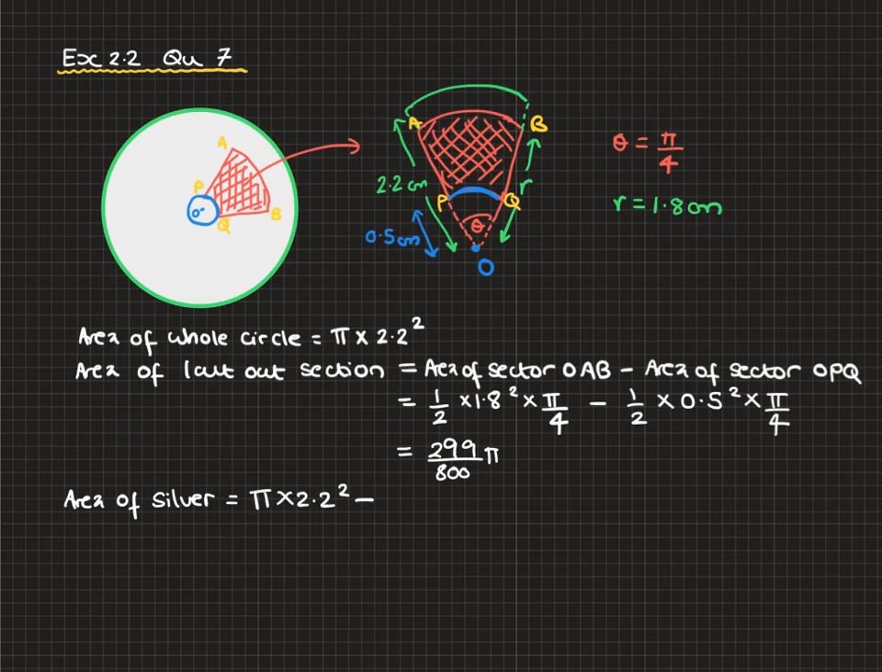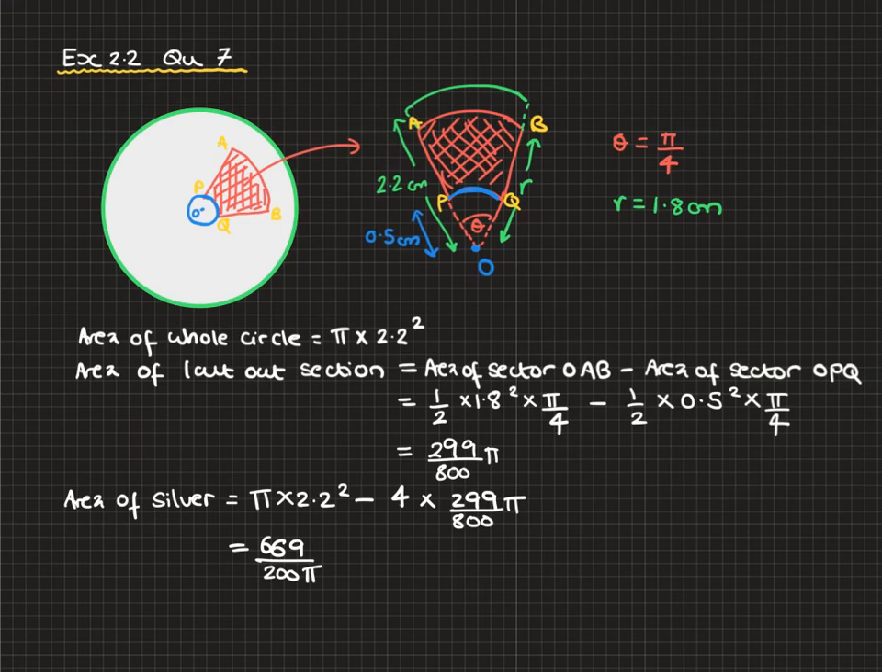So the area of silver is the area of the whole circle, pi multiplied by 2.2 squared, take away 4 of these cut out sections. So that's 4 multiplied by 299 over 800 pi. So that comes to 669 over 200 pi.